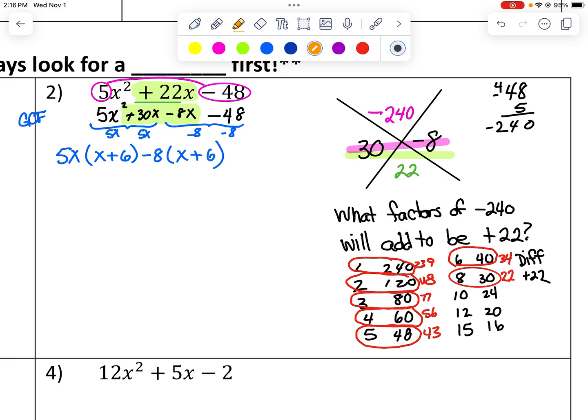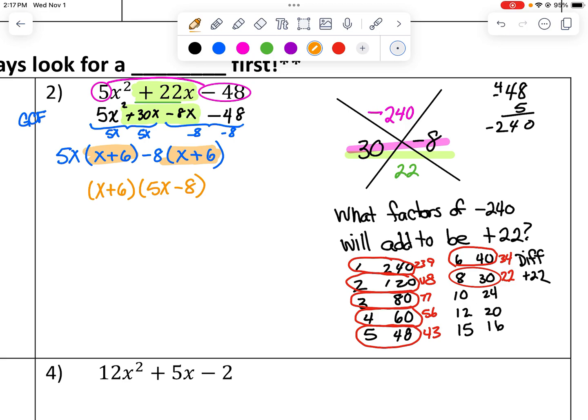What do I notice? I notice that this parenthesis and this parenthesis are identical. So the new greatest common factor is x plus 6. They both have x plus 6 in common. When you divide out x plus 6, you are left with 5x minus 8. Boom, baby. And that is the factored form.